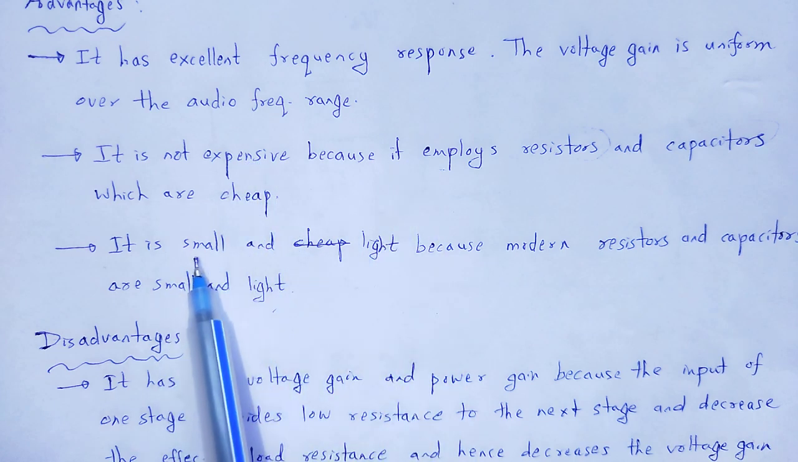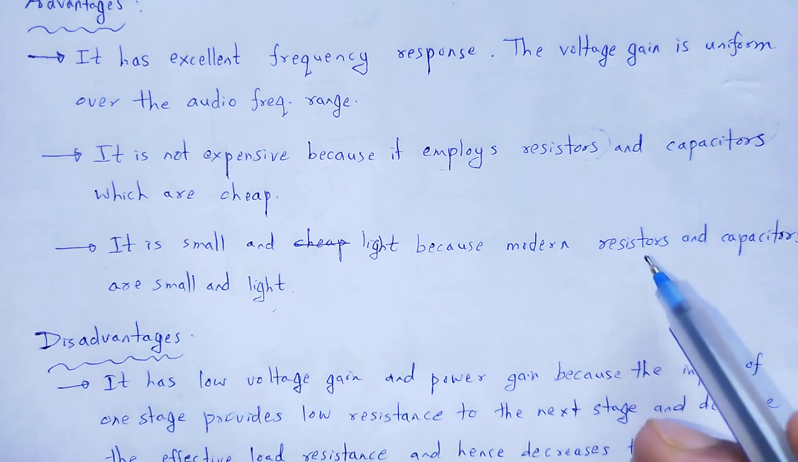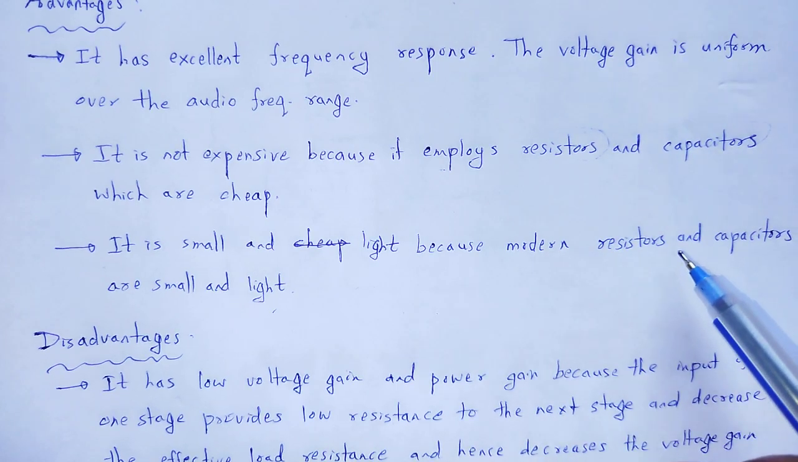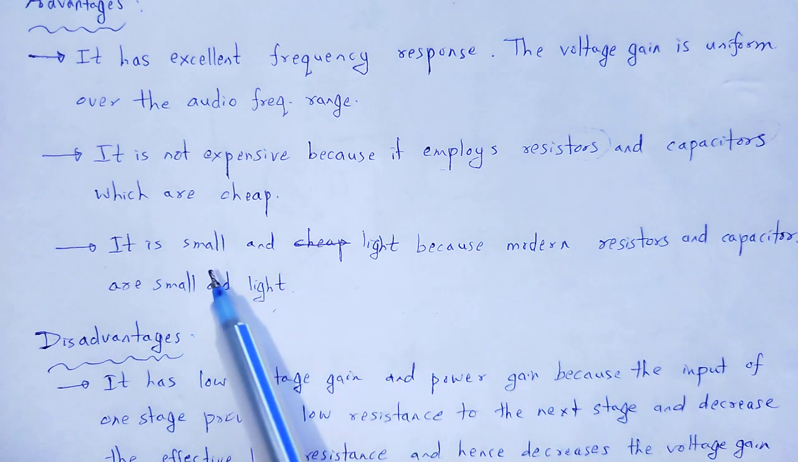Next advantage, it is small and light. Why? We use resistors and capacitors. In modern days, resistors and capacitors are also small and light. Therefore, the RC coupled amplifier is also small and light.